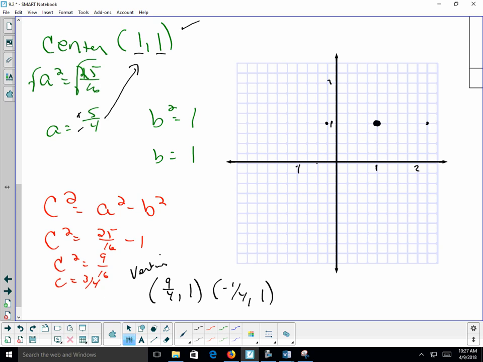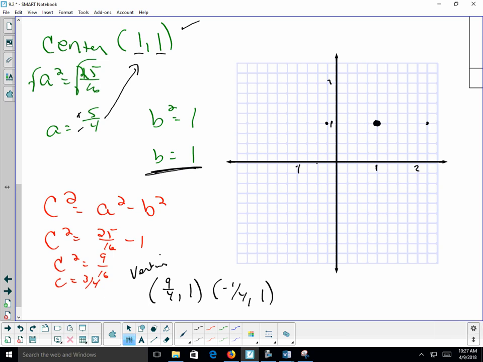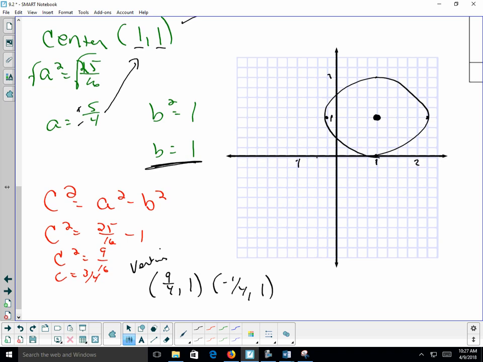To help me sketch the ellipse, I'm going to look at my B, which is 1. So based on my center, I'm going to go up 1 and down 1. I know I'm going up and down because that B went with the Y. So 1, 2, 3, 4, 1, 2, 3, 4. To sketch my ellipse, I'm going to connect those dots. And that's my ellipse.